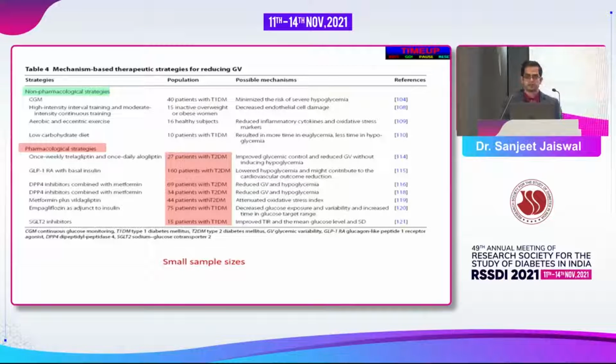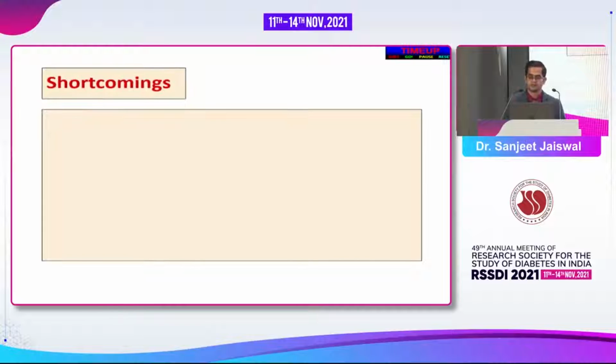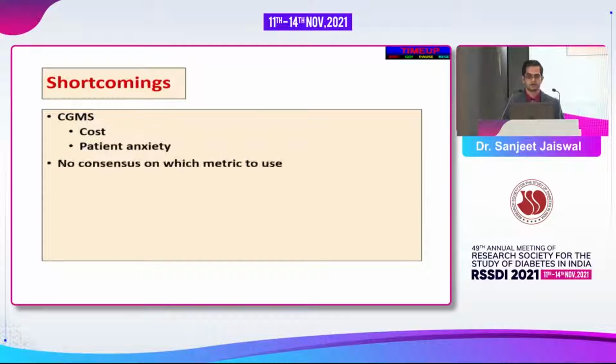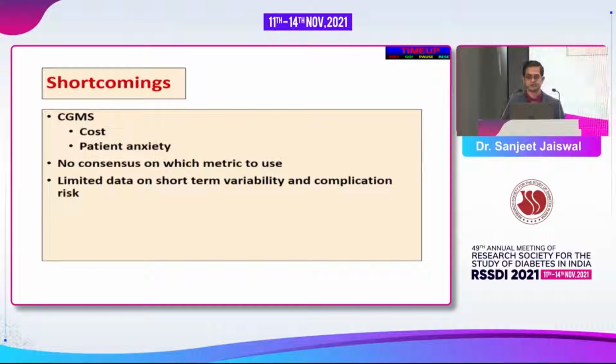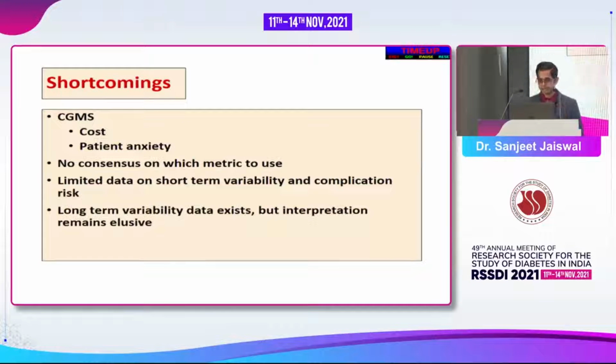We have non-pharmacological as well as pharmacological treatment. However, those pharmacological studies are very limited and have very small sample sizes. Shortcomings of glycemic variability: CGM has high cost, causes anxiety, and there is no consensus on metrics. There is limited data on short-term variability and complication risk, and long-term variability data exists, but interpretation of indices remains elusive. There are no well-defined treatment options.